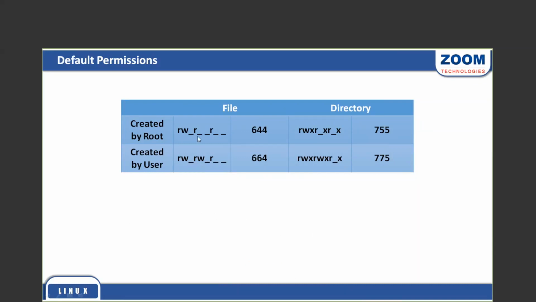Root creates a file, the default permission will be what? 644. When admin creates a directory, the default permission will be what? 755. When any other user other than admin creates a file, what is it? Extra thing: here read write, here only read, here read write. So you will get what? 664. For directory 775, which I explained to you. So did you understand now? Everybody understood now?